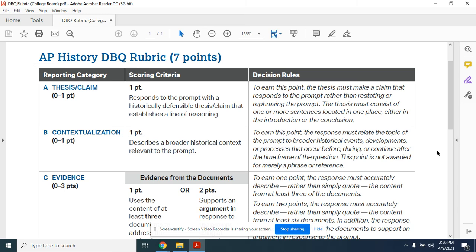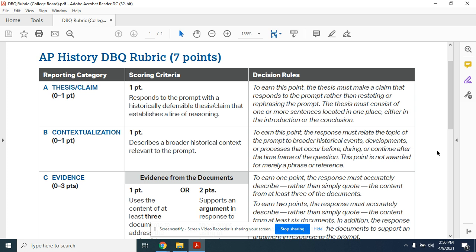All right, in this video, I want to walk you through the DBQ rubric, again, to show you how similar it is to the long essay rubric, but also to show you the expectations for using the documents. So the first two categories, A and B, are essentially identical to the LEQ.